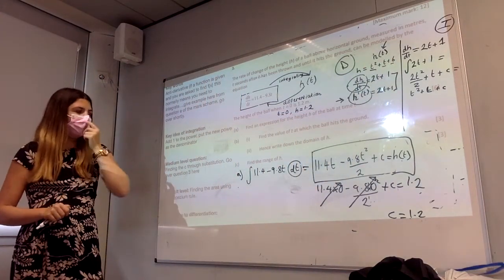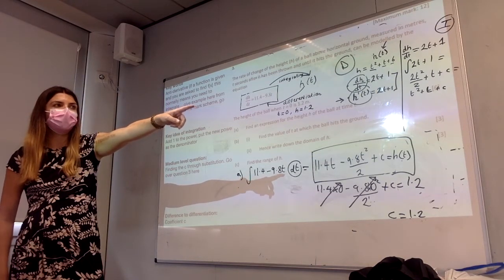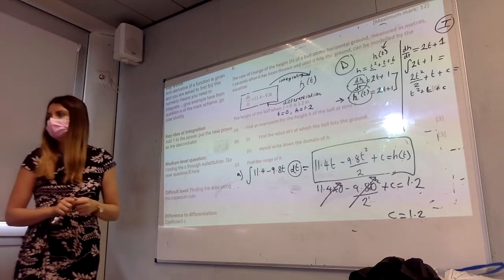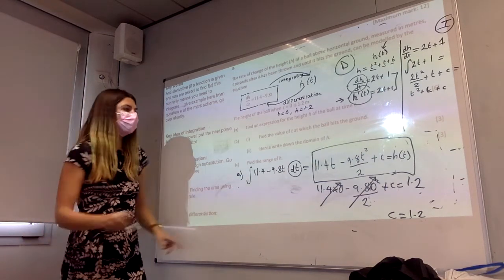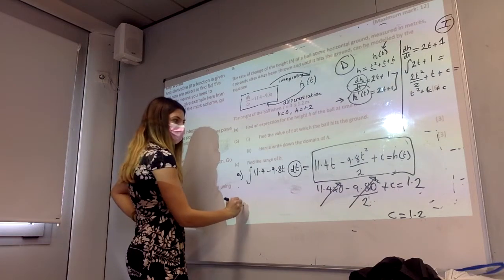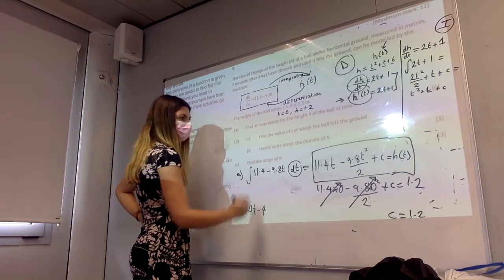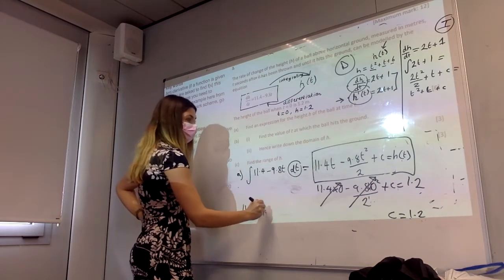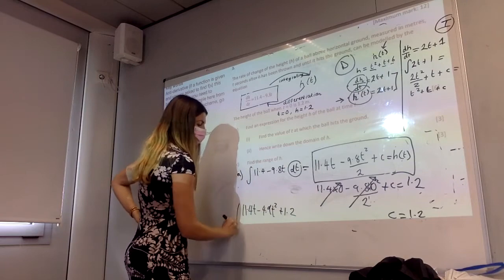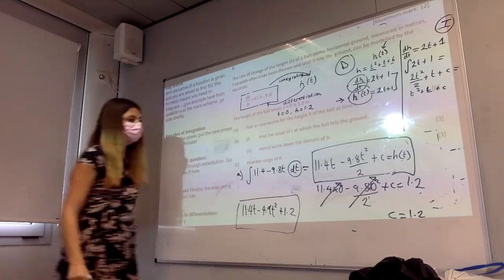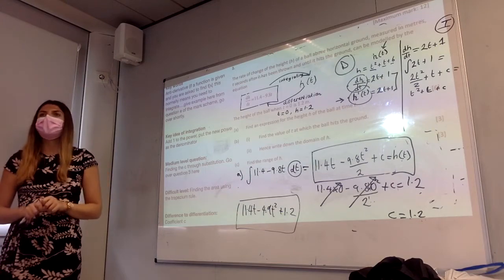Do you want me to explain it again? Or do you want me to do another example like it, which is D over there? Yeah, no, I want you to explain. Okay, the actual answer to A is that you've got to substitute C back in. So it would be 11.4t minus 4.9t squared plus 1.2. That's 6 marks. Miss, but I don't get how you got the 1.2. Okay, I'm going to explain that again.